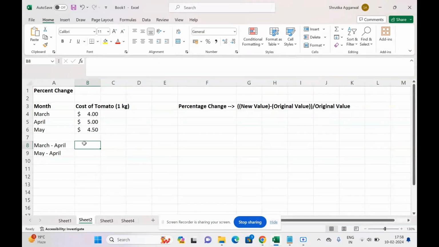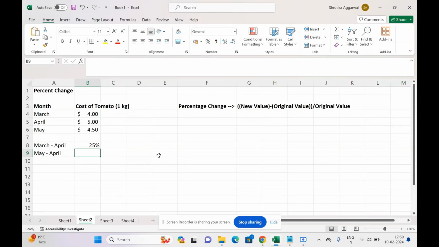So the change from March to April was the new value is $5. So that is equal to bracket open, the new value $5 minus the original value, that was $4, bracket close, divided by the original value, which was $4. I hit enter. I get 0.25. Now again, to change this to percent, I come up, I select the percentage button. I can again increase or decrease my decimals.